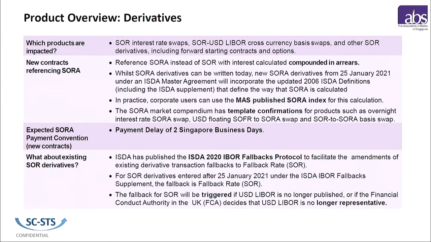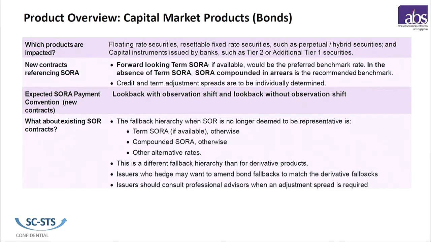Thank you, Matt. And maybe in a similar vein, on the capital markets side for bonds, I'd like to invite Kee-Pong to perhaps share really briefly an overview. Yes, thank you, Yura. The products that would be impacted under bonds would be floating rate securities, resettable fixed rate bonds, for example, perpetual or hybrid securities, or bank capital instruments such as Tier 2 or additional Tier 1 securities.